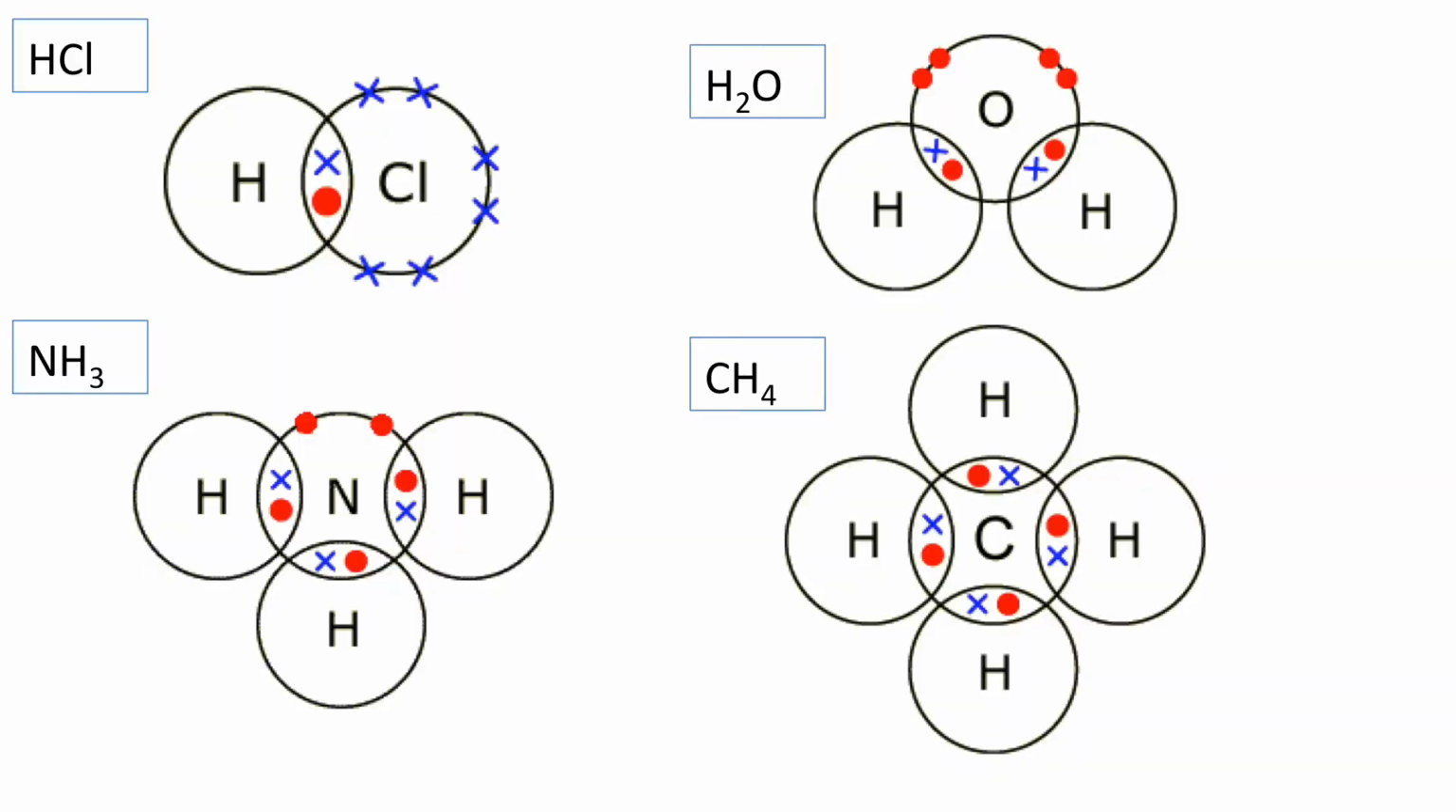Here are some other examples that you should be familiar with. As you can see, all of these have single covalent bonds between the atoms. These are strong covalent bonds. However, the forces in between the molecules are weak. This leads us on to properties.